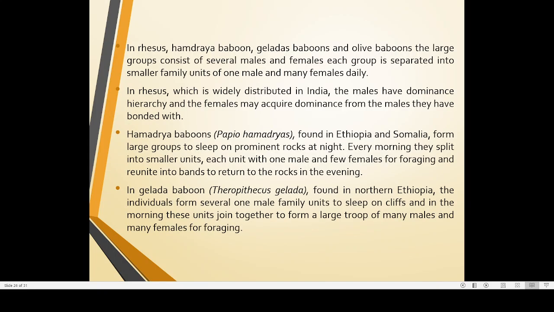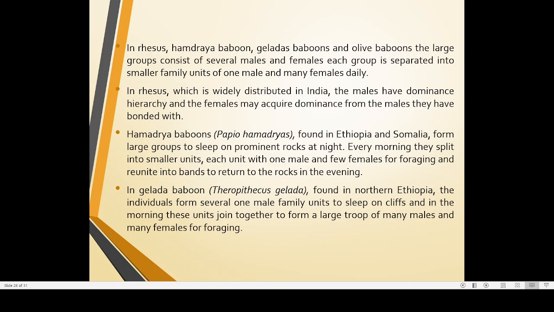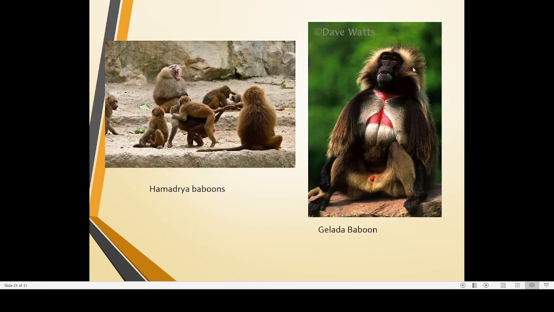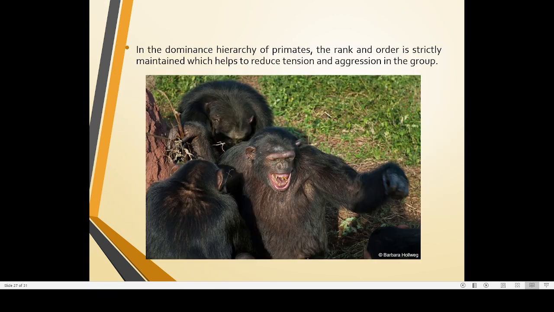Then this is the Hamadryas baboon found in Ethiopia. This first one is the Hamadryas baboon, and they are present in Ethiopia. Second is the Gelada baboon, and that is also present in Ethiopia. So mainly from Africa we can see this type of monkeys.